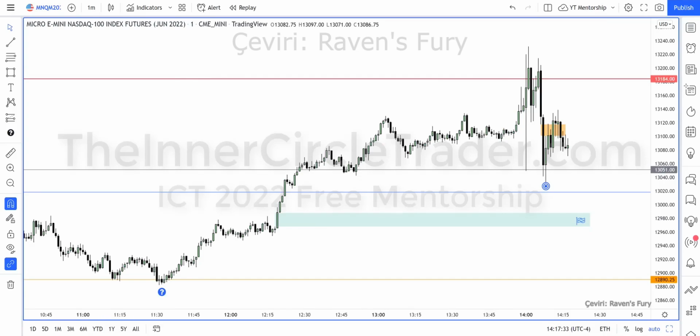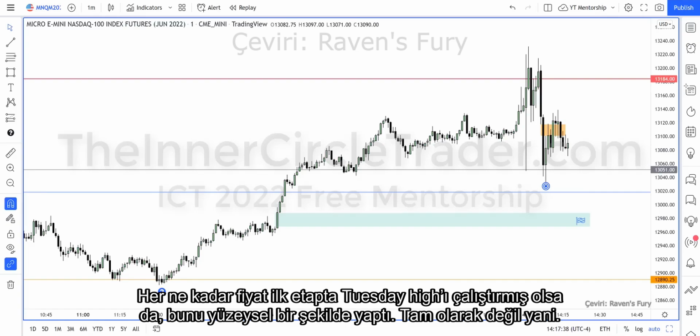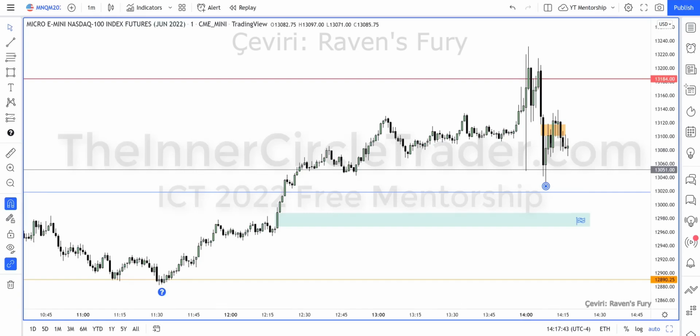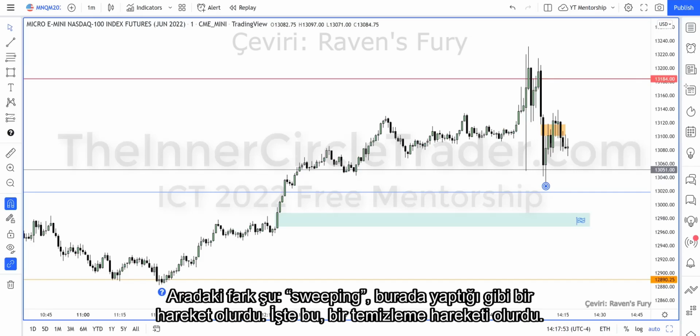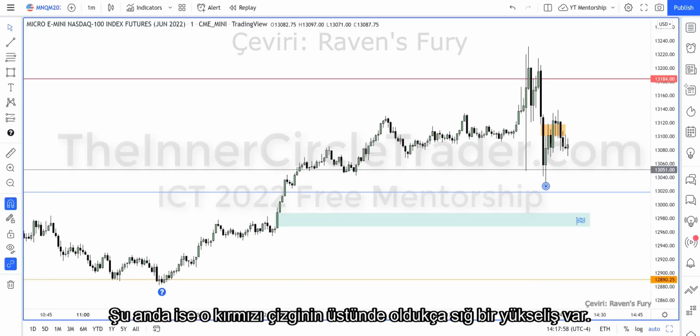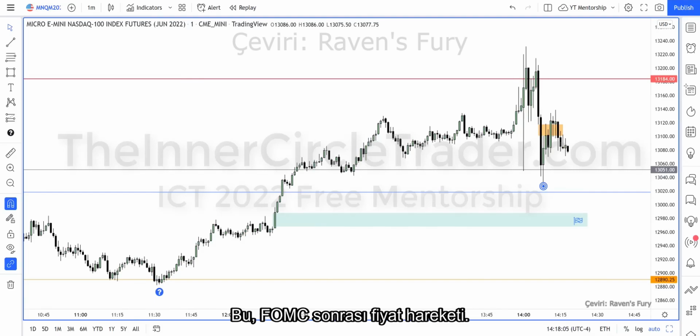And again, the mindset is we're dropping down. Even though it initially just ran the Tuesday high, it did it shallow. The vocabulary I'm using here is running the Tuesday high, not sweeping the Tuesday high. The difference would be like what it's done here. That would be a sweep. That's a real shallow little run above that red line. That's Tuesday's high. Okay, so it swept that, and we're coming back down post FOMC.